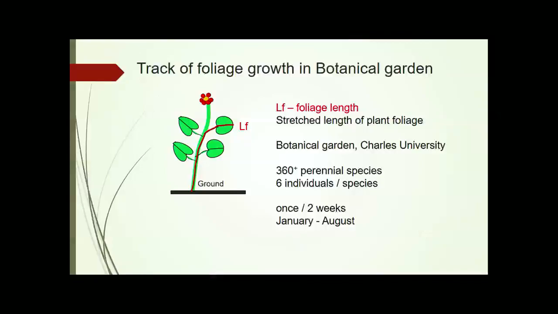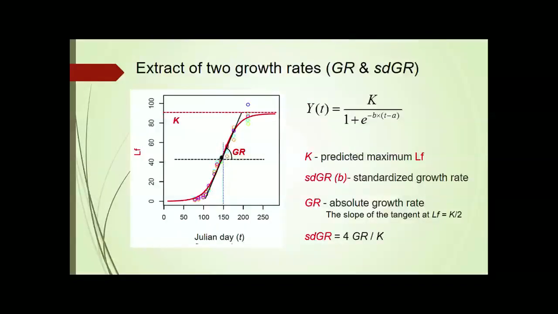And here is the final result. I use the data to track the growth trajectory for each of the species, shown here. This is the Julian day from January the 1st, and this is the leaf foliage length. We're using the logistic function, shown here. K means the predicted maximal foliage length. And B, we call the standardized growth rate.